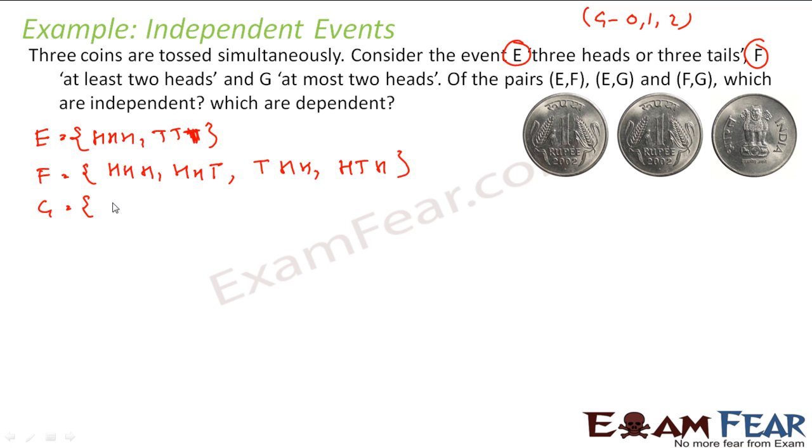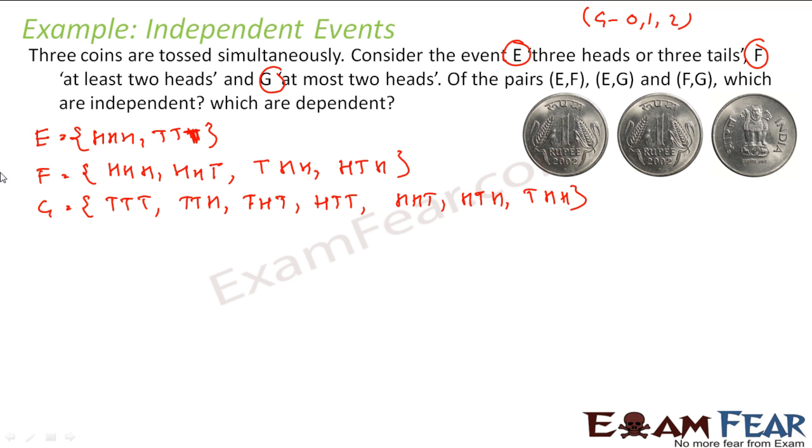So G can have 0 heads, that will be tail, tail, tail. 1 head it can have, that is head in the last, head in the middle, head in the first, right? 2 heads, then 1 tail in the middle, or 2 heads in the middle. So G will have these elements. So I have E, F, G all done, right?